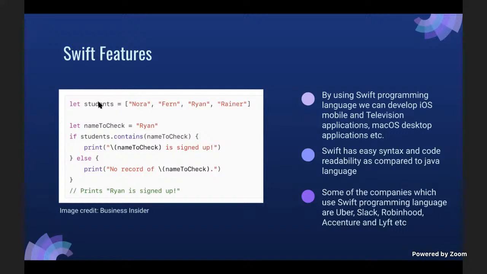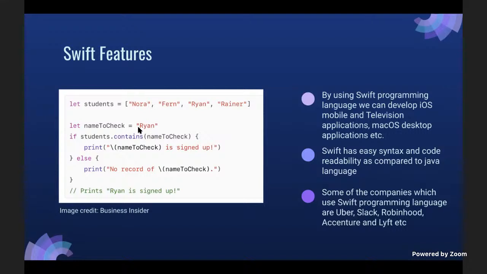This is what it looks like. There's an array of students: Nora, Fran, Ryan, and Raina. This is an array of strings. Looking at this, you want to check for the name Ryan in this array. So this code checks for the name Ryan. If it exists, then display that the name is signed up. If it doesn't exist, just say no record of Ryan, because the name checked is Ryan, and you're checking if this array contains Ryan.